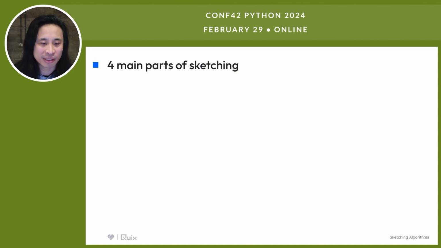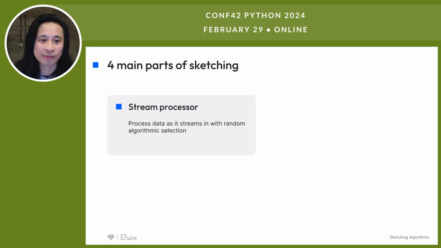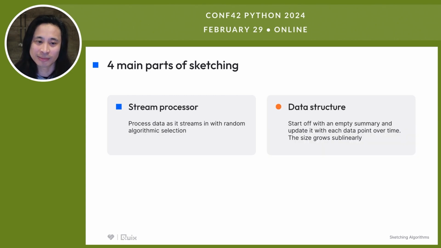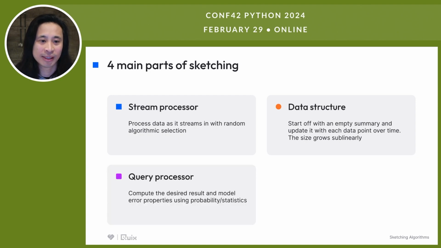There are four main parts of sketching I should go through first. The first is the stream processor. It processes the data as it streams in with a random algorithmic selection. There's also a data structure, which starts off as an empty summary and is updated with each data point over time as it comes in. The size grows sublinearly. The query processor computes the desired result and models the error properties using probability statistics.